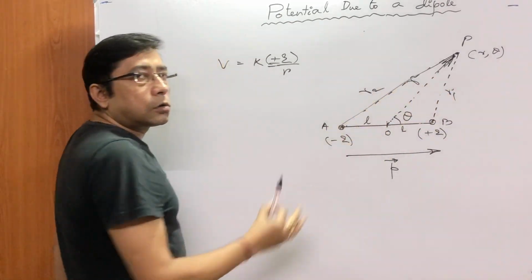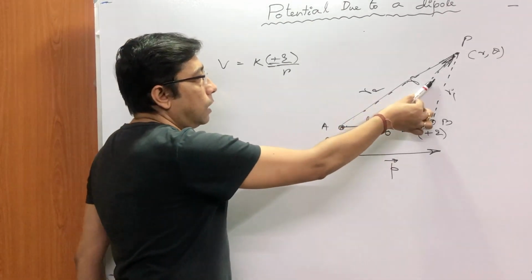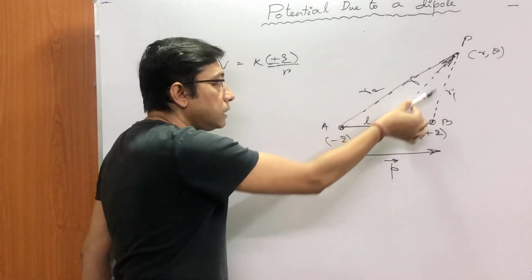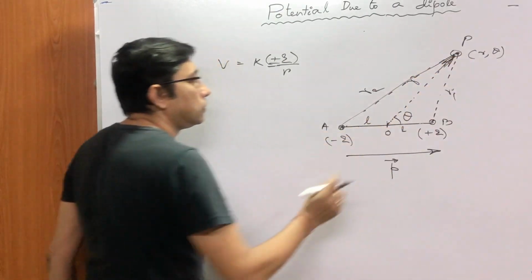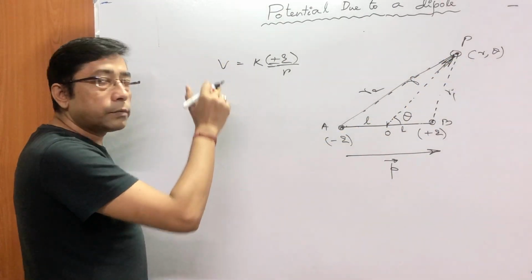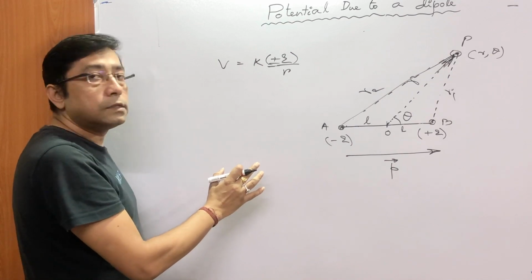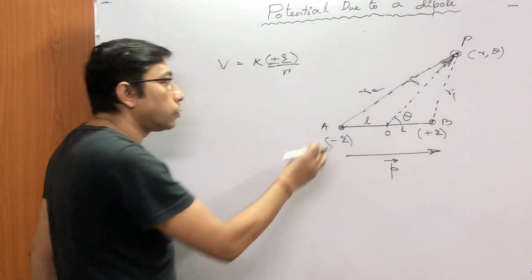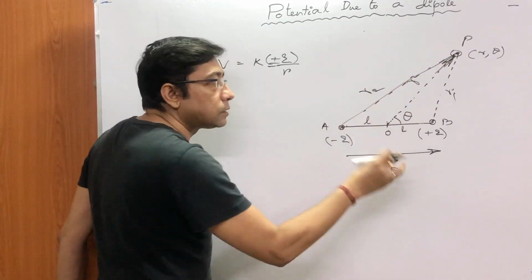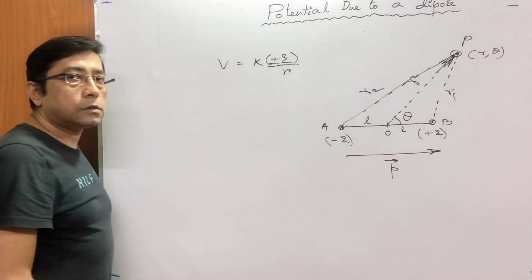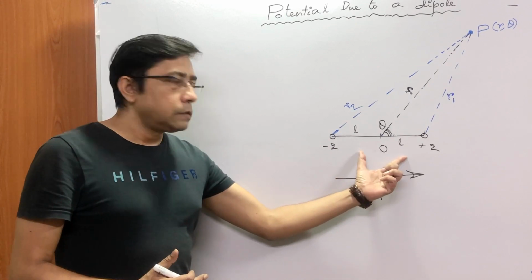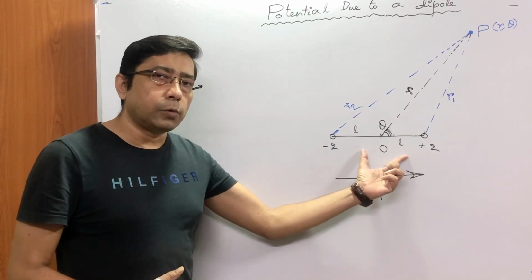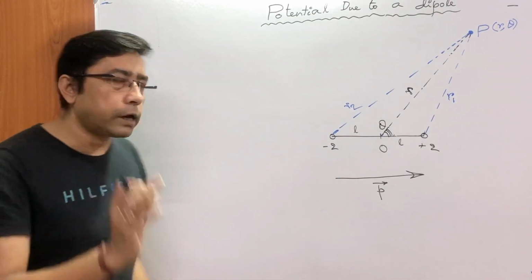R1, R2 are not known. Only R is given. And what is given? Theta. So in terms of this, we have to find potential over here. Similarly, just like the previous sum, we will apply principle of superposition. That means potential due to this plus potential due to this. That would be the answer. Let's do that. So now, this is the final picture.